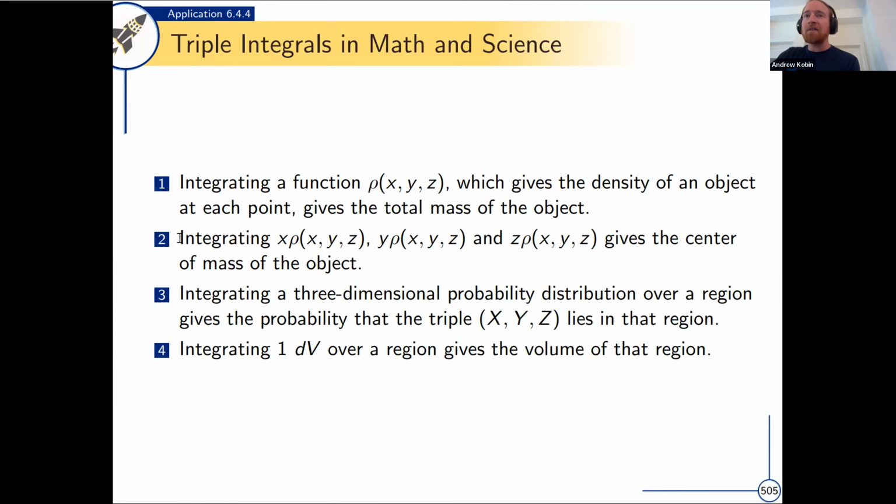Likewise, if we integrate the 3 functions x times the density, y times the density, and z times the density, these will give us 3 different measurements. And it turns out if we put all of those 3 measurements together into 3 coordinates, those 3 coordinates describe the center of mass of the object. So triple integrals not only tell you the total mass of an object, but they can be used to extract the center of mass of an object. This is really powerful. It's already a difficult problem in 2 dimensions, but it's extremely valuable in 3 dimensions to have a computational tool for finding center of mass.